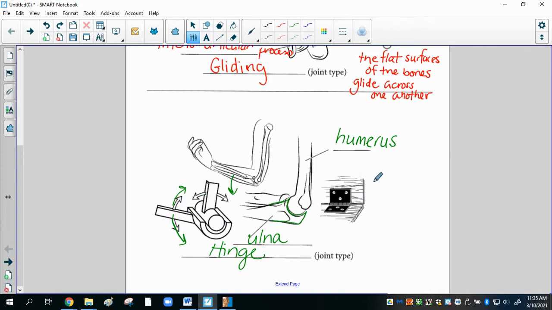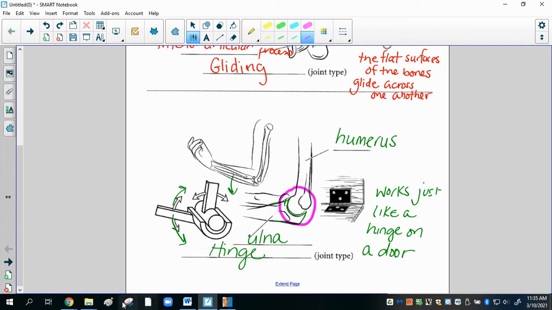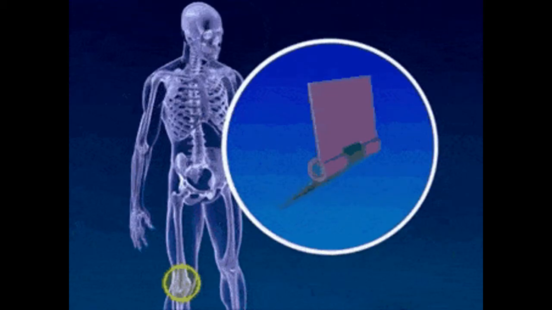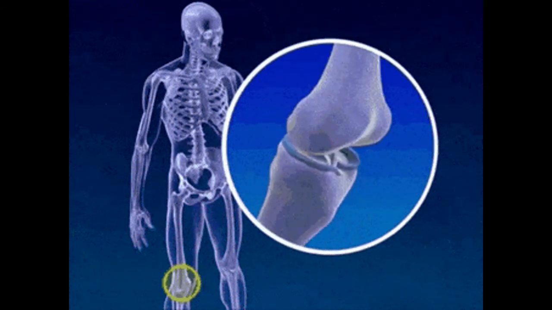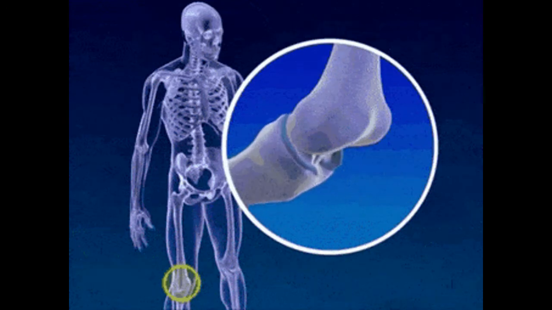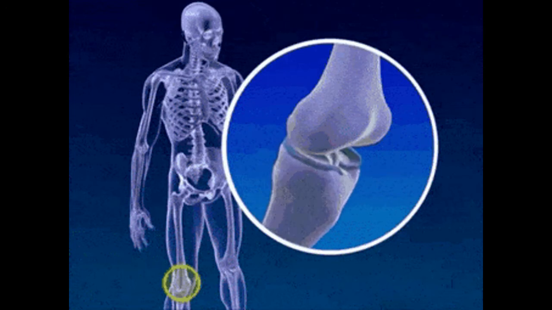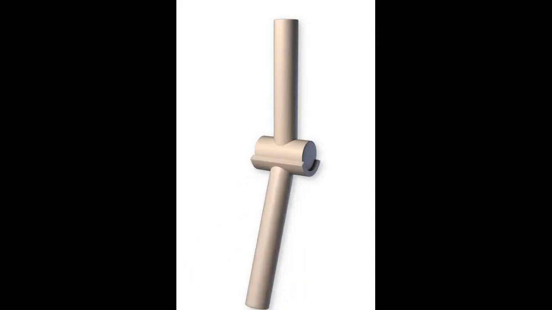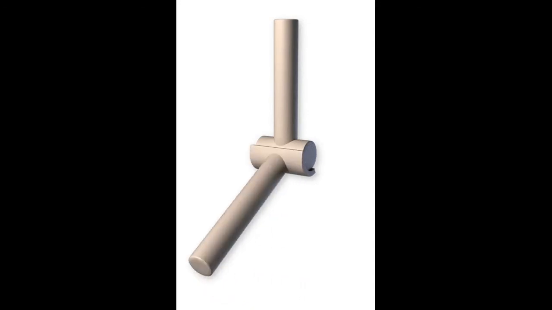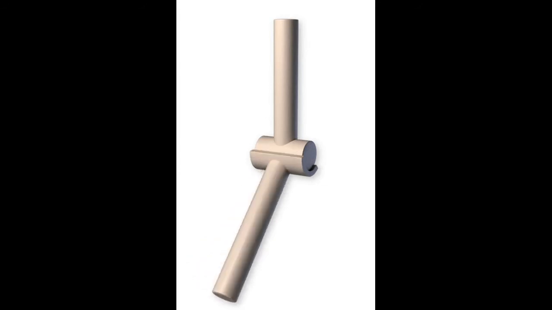And it works just like a hinge on a door. So that's considered a hinge joint. Besides the elbow, another fantastic example of a hinge joint is the knee. So the upper bone here is the femur, and the lower one is the tibia. You can see how it would work just like a door hinge, opening and then closing again. Here's another representation of a hinge joint. Keep in mind, it doesn't actually look like a hinge. It's called a hinge joint because it functions or works like a hinge.